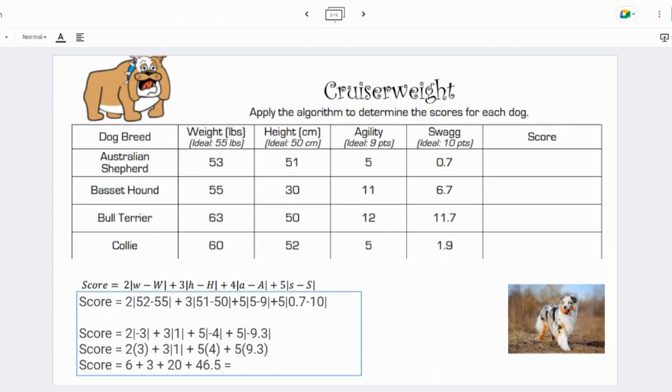I get 6 plus 3 is 9, plus 20 is 29. 46.5 plus 29 is 75.5. So the score for the Australian Shepherd is 75.5. So on your paper, you're going to go ahead and fill in the score for the Australian Shepherd. I'm going to do a couple more for you here with you. I'll do the first 4.